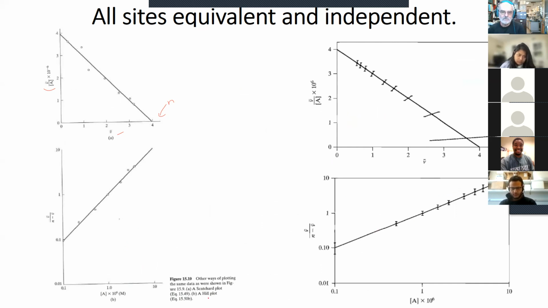Okay, this is known as a Hill plot down here. Okay, this is a log scale. They don't say log here. You can see it goes from 0.1 to 1 to 10. And this is a log scale. It goes from 0.1 to 1 to 10. So it's a log-log plot. All right, and it gives you information about both the intercept, the N value, and the affinity.